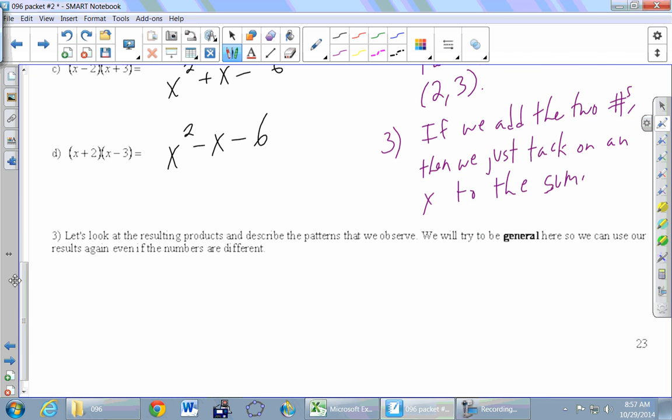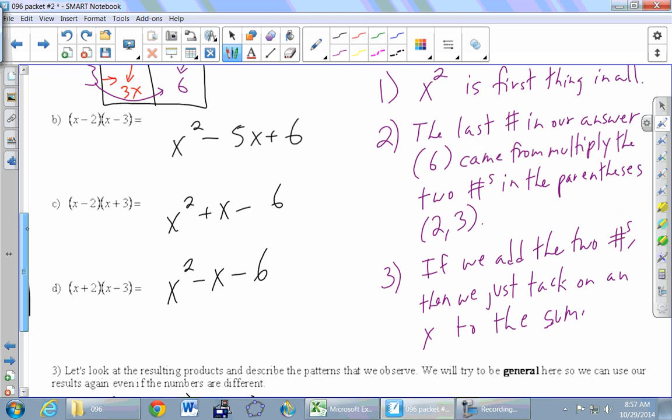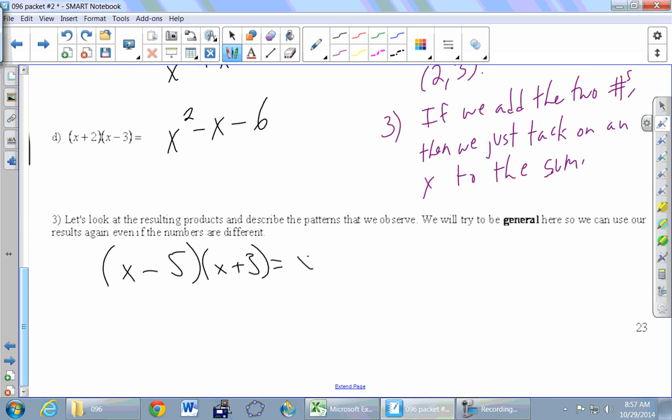So I'm just going to make up one quick example, and then you'll do the activity starting on the next page. I'm going to give you something like this: x minus 5 times x plus 3. So just copy that example, but don't actually do the multiplying. We're going to try to do the multiplying just by using our observations as opposed to actually thinking about the multiplying. So our first rule says what comes first? x squared. So we're going to put an x squared first.